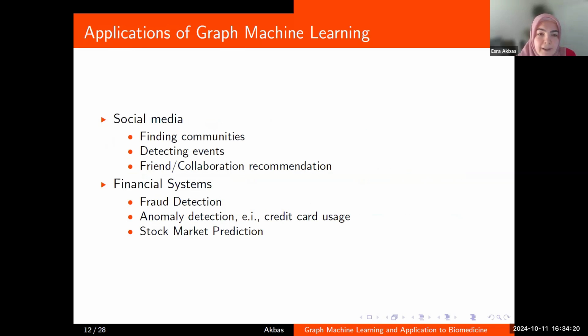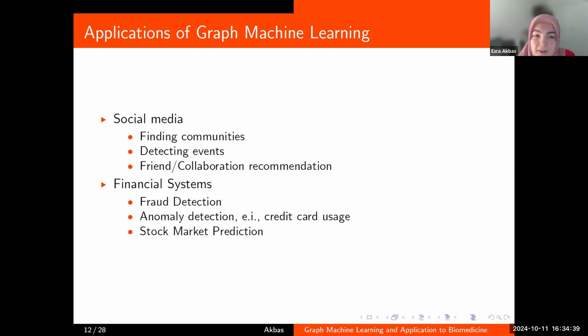So we can find the communities who can join an event, or we can detect events using social media posts or social media connections. If there is a big change happening quickly, then that shows there will be something going on.